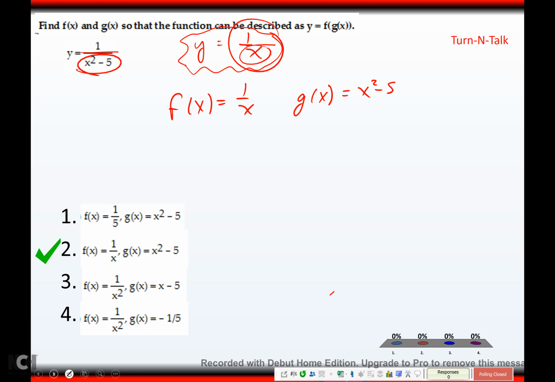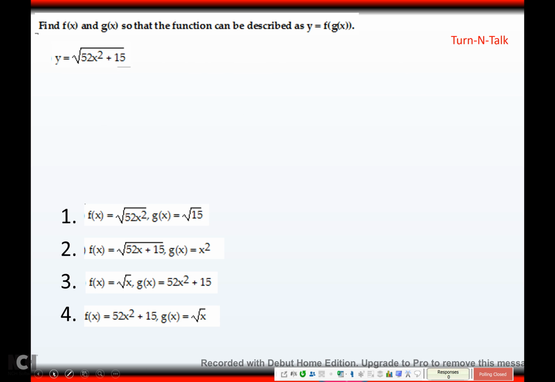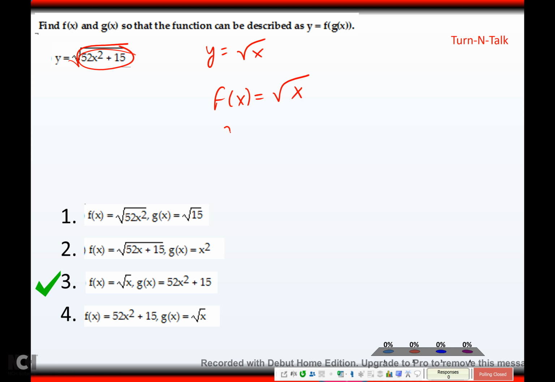Okay, try this one. Hit pause. Come back when you're ready. Again, the parent function here, I see a square root, so my parent function, my mother function, is the square root function, which is my big function. My f of x is the square root function. Now, instead of x, they put this garbage in there, which is your g of x. Your g of x is whatever they replaced x with, which is 52x squared plus 15.